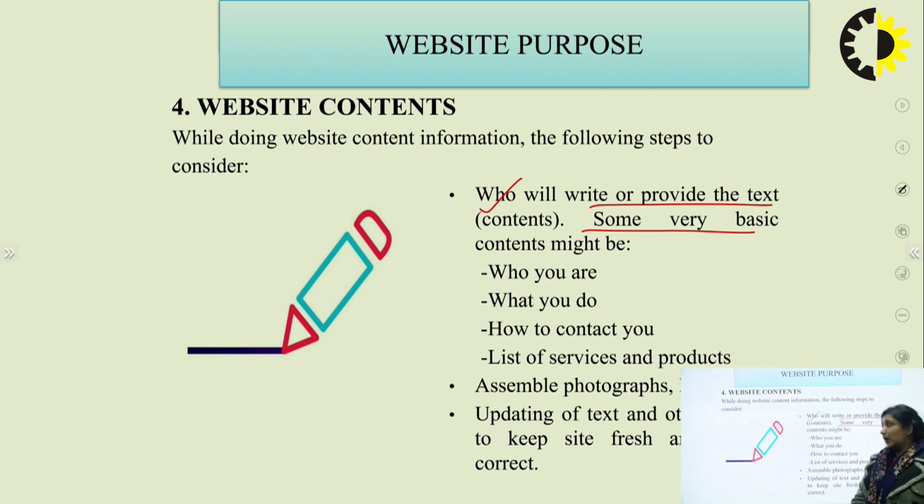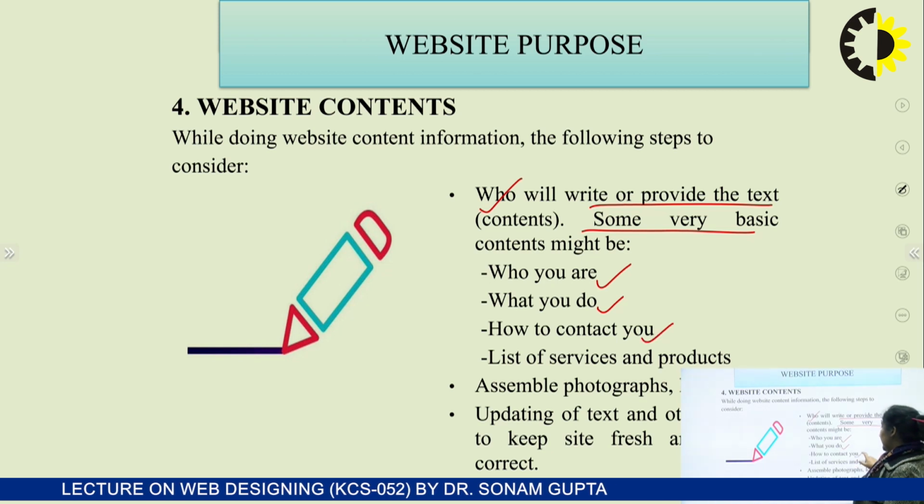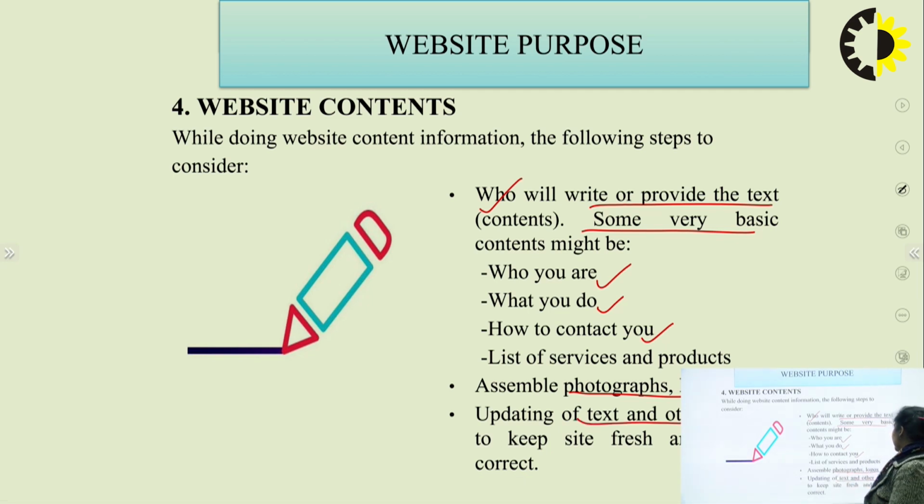Next one, who you are. Who are you to write the content, how you are being authenticated on that particular site, what you do, what is your authority in the organization, how capable or how authorized you are to make particular changes, and how to contact you. If any person wants to add his or her data on the website, then how can you be contacted. We can assemble the photographs and the logos as well on the particular website. Then we can update text and any other content, so that we can keep the site fresh and correct.